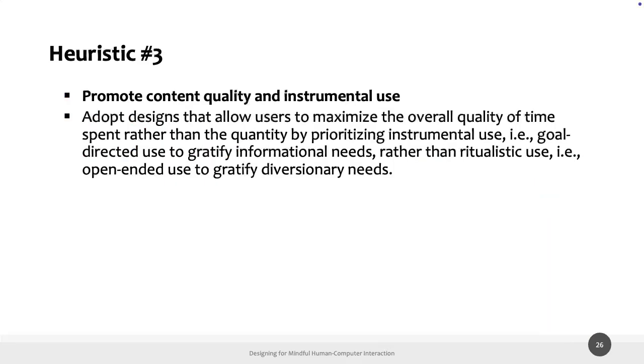Number 3, promote content quality and instrumental use. Adopt designs that allow users to maximize the overall quality of time spent rather than the quantity. And this can be done by prioritizing instrumental use, so a use that is goal-directed, that is driven by the information that the user needs, rather than ritualistic use like mindless scrolling. Okay.